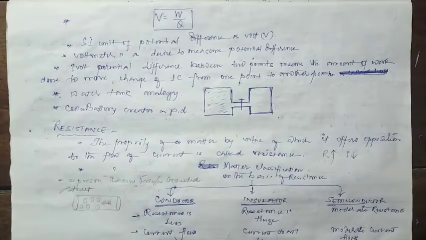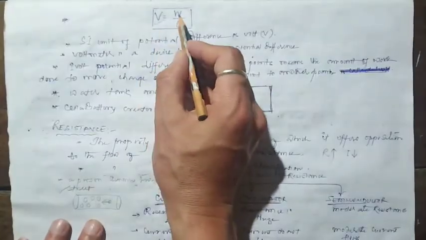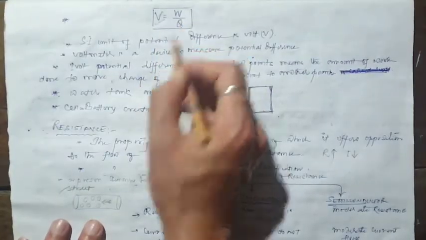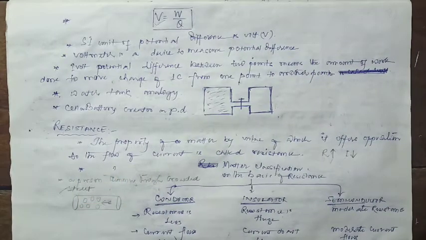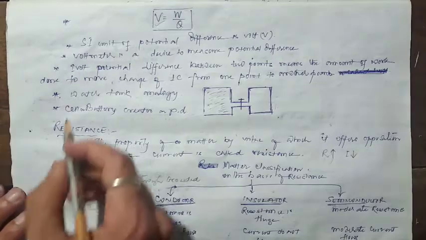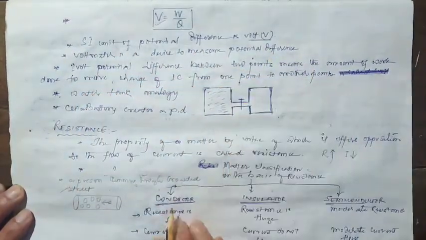Students, now we understand what is potential difference and what is the importance of the potential difference. Potential difference is a physical quantity that we denote by a symbol V. Here V stands for potential difference, W is the amount of work done, and Q is the amount of charge that we want to move from one point to another point in an electric circuit. The SI unit of potential difference is the volt, V.